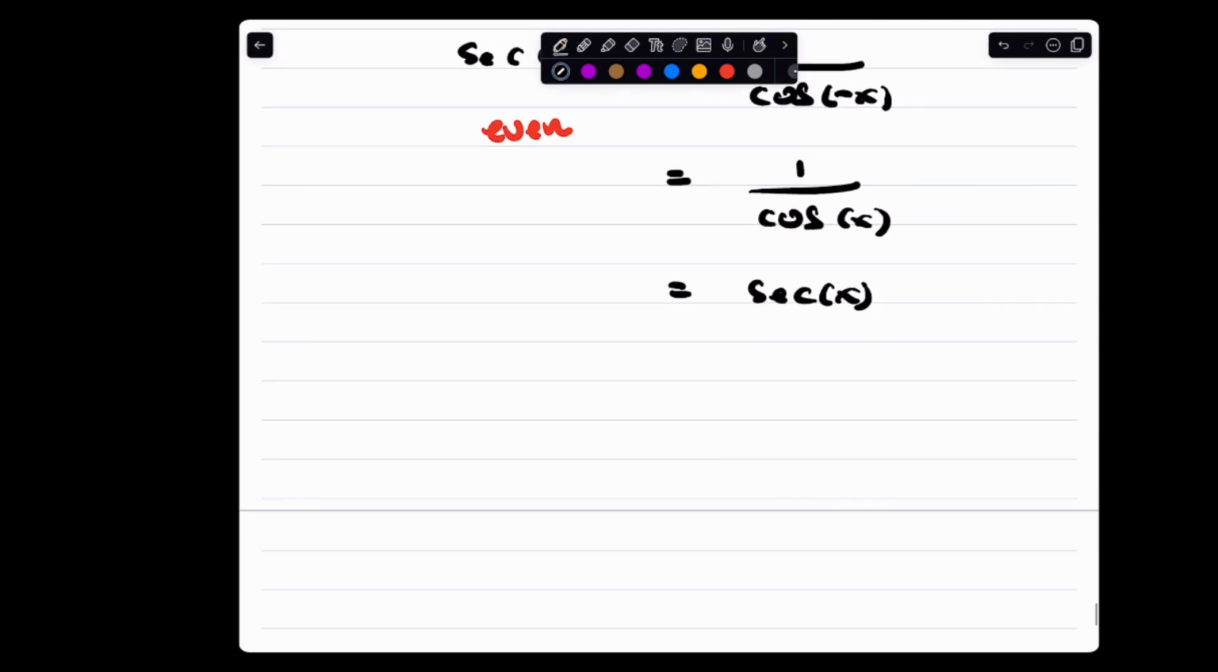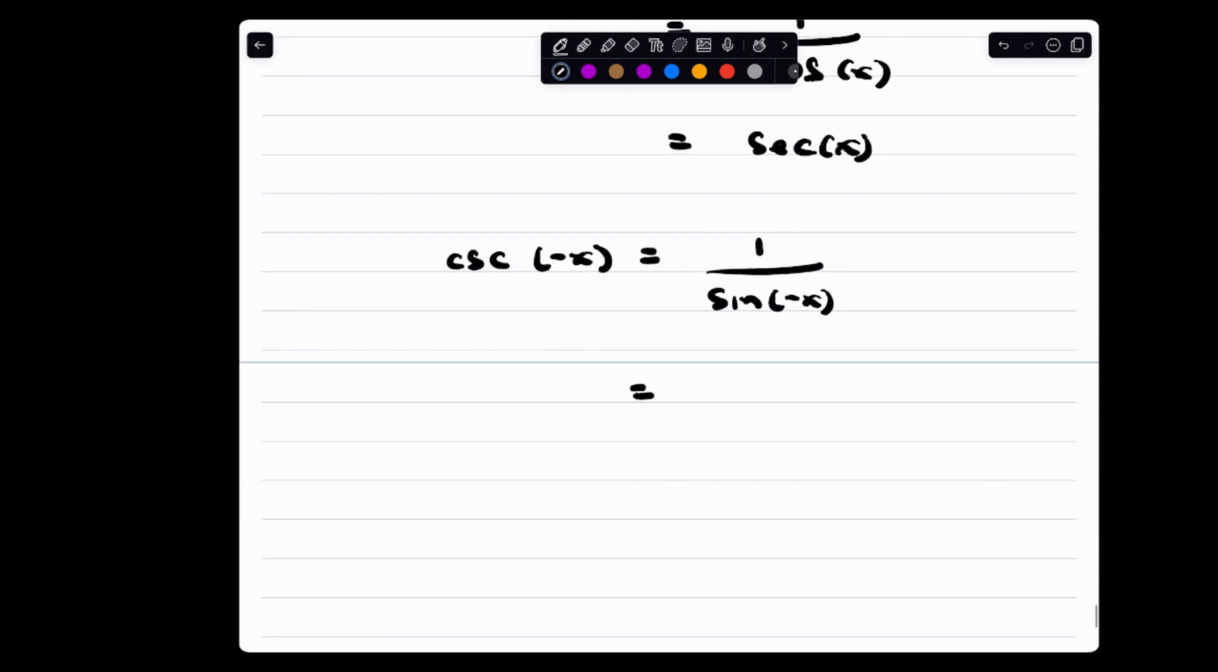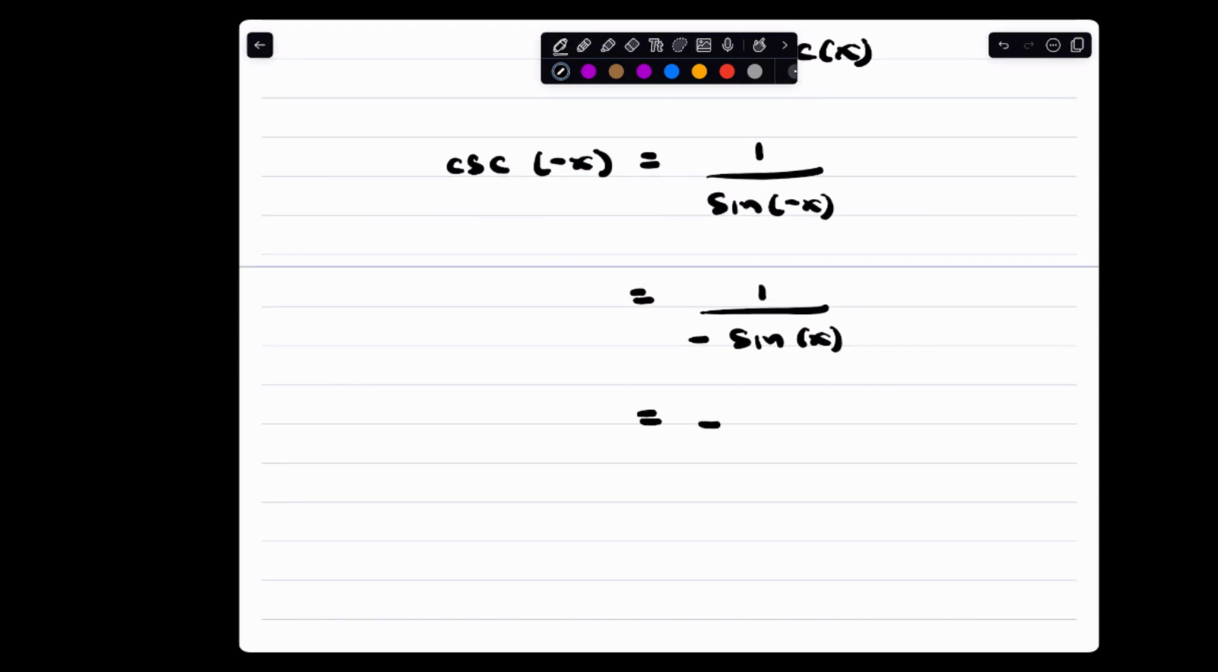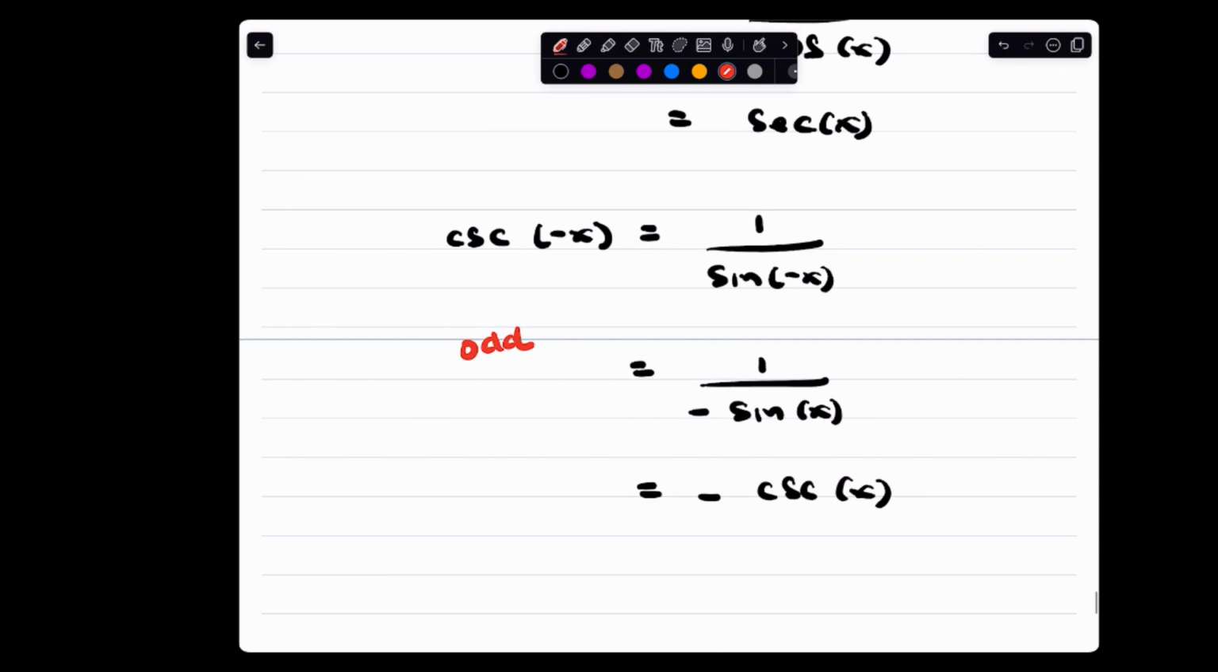Just as a note, cosecant of minus x is 1 over sine of minus x, and that's minus sine x, because sine is odd. Then that will be minus 1 over cosecant x. So cosecant is odd just because sine is odd. All of those ideas are at play here.